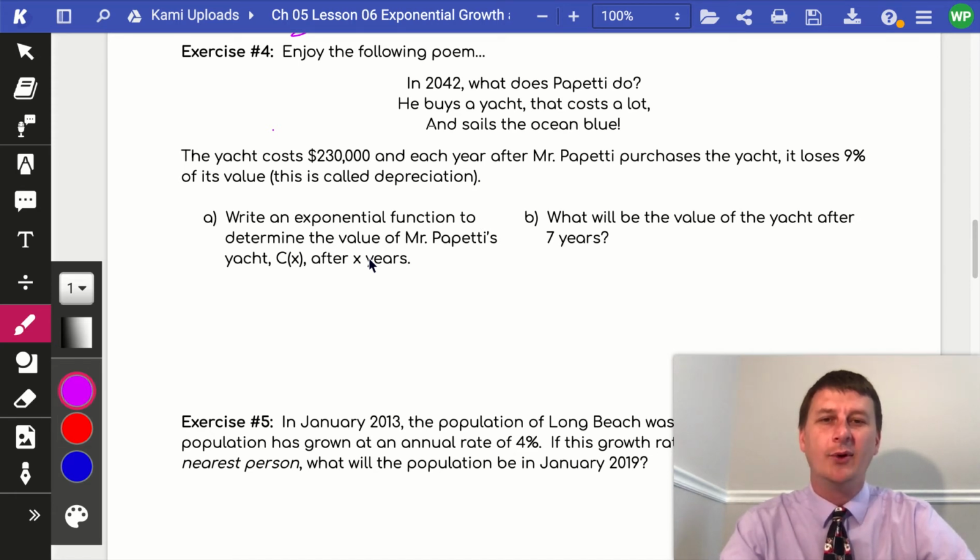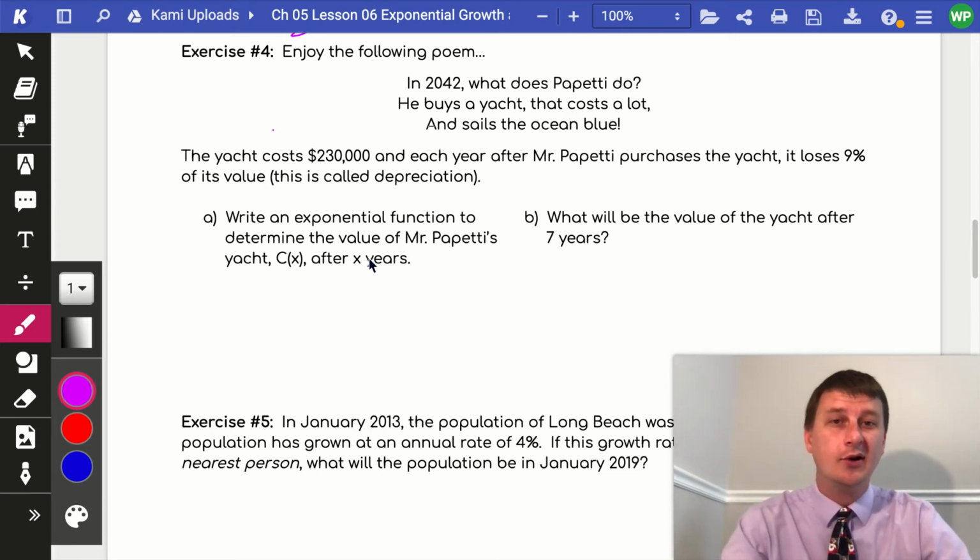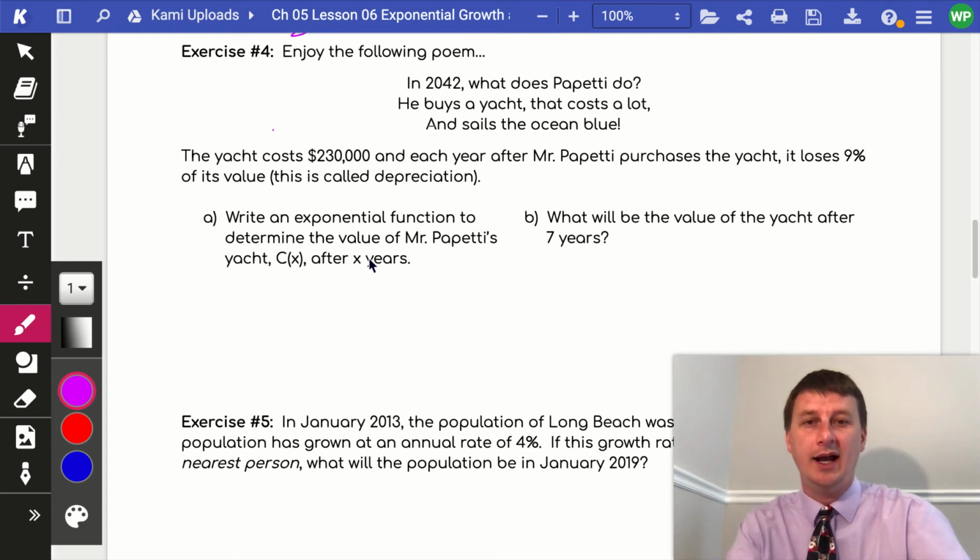In 2042, what does Papetti do? He buys a yacht that costs a lot and sails the ocean blue.